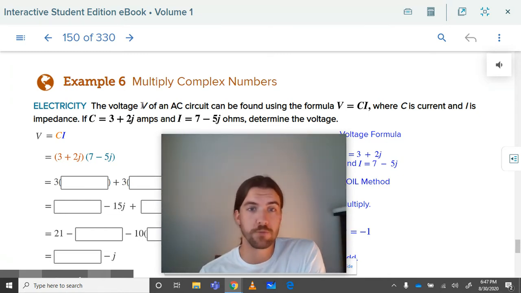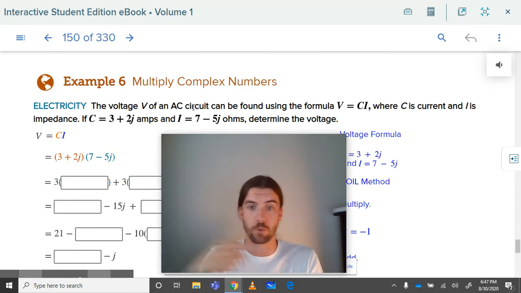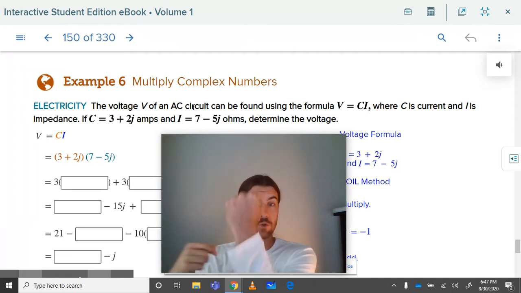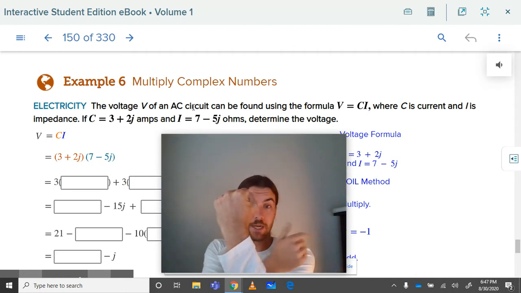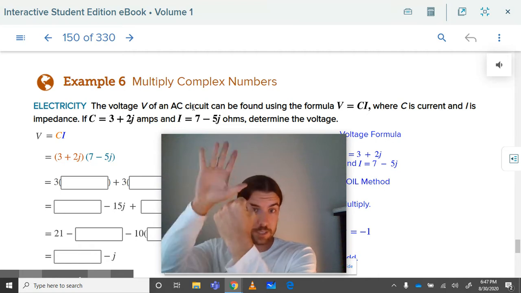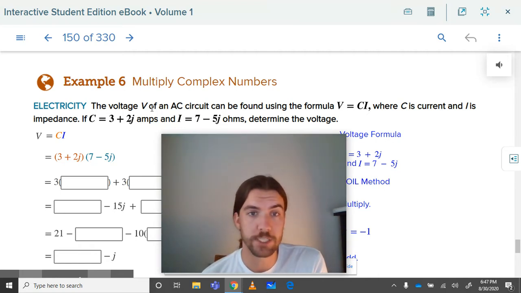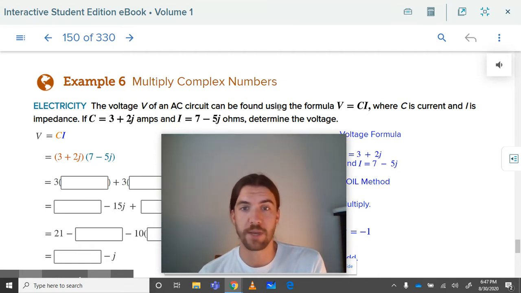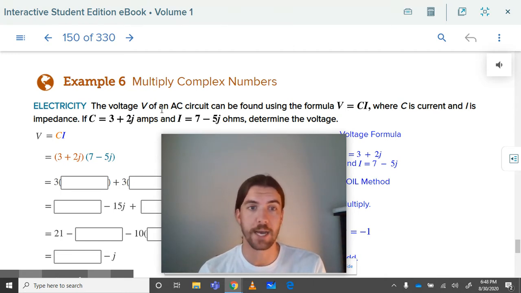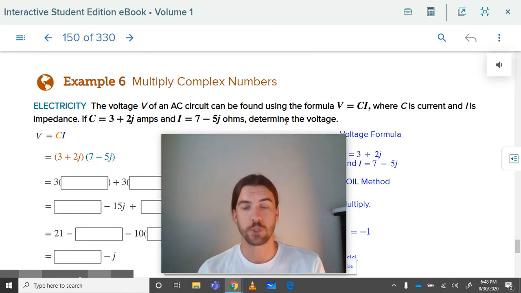They say the voltage V of an AC circuit, AC meaning alternating current, something where the electricity is being pumped backwards and forwards. There's a light bulb here, electricity is going back and forth, and that current causes the light bulb to turn on. Okay, so the voltage of an AC current can be found using the formula V equals CI, where C is current and I is impedance. If C equals 3 plus 2J amps and I equals 7 minus 5J ohms, determine the voltage.